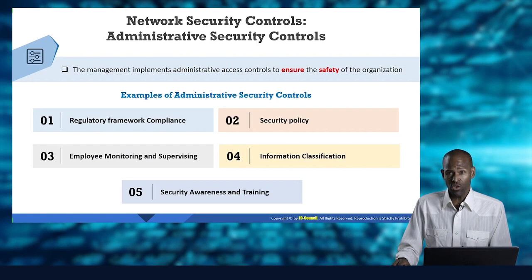So there are controls, network security controls. In specific, we talk about here are administrative security controls. And so this is looking at managing administrative access controls. What are we doing? We're looking at ensuring the safety of the organization. Here's some examples of network administration security controls.